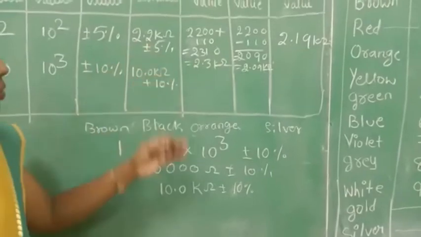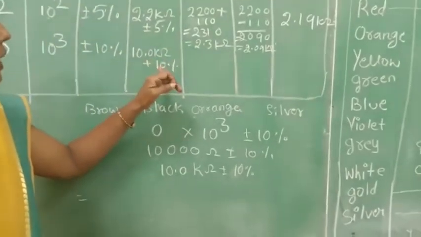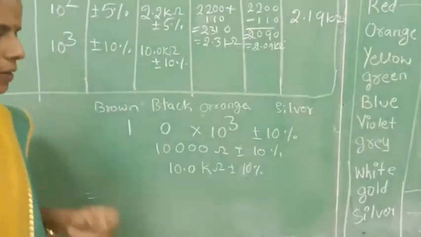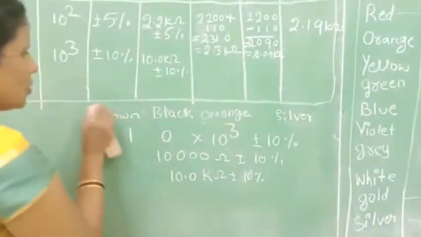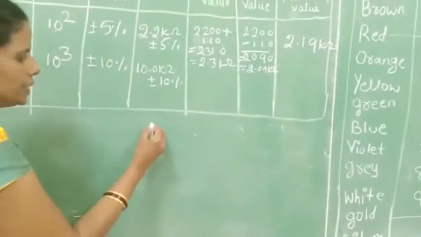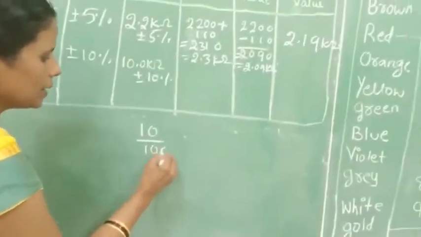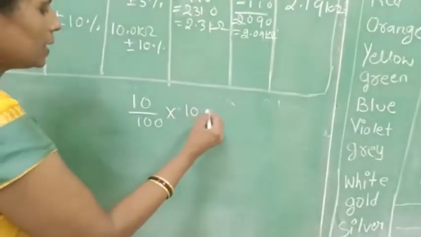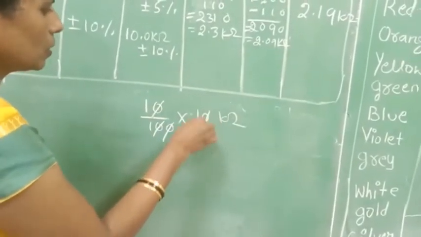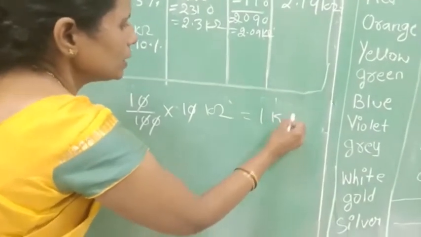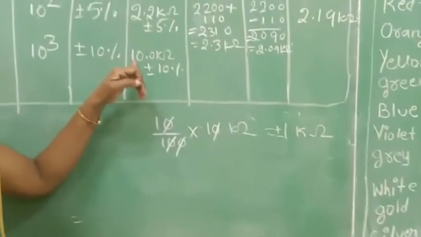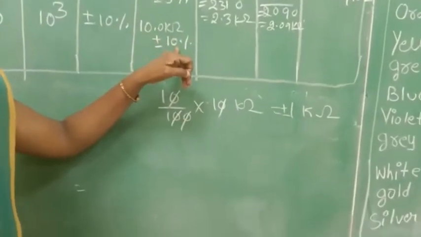Now we will find what is the value we get for 10%, and we should add it and subtract it from the true value. So now I will calculate for the tolerance band. So it is 10 divided by 100 into true value, which is 10 kilo ohm. So 0, 0. The answer is 1 kilo ohm. So plus or minus 1 kilo ohm. The true value is 10 kilo ohm, so the tolerance is plus or minus 1 kilo ohm.